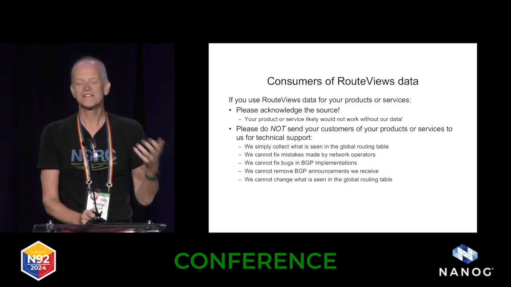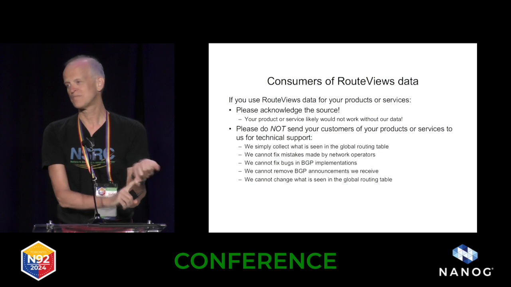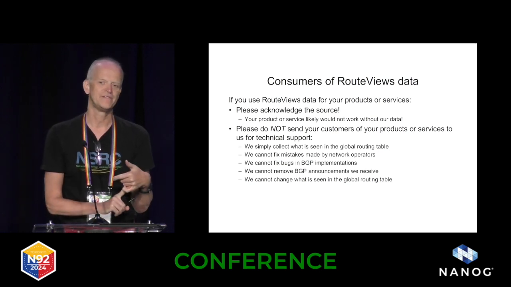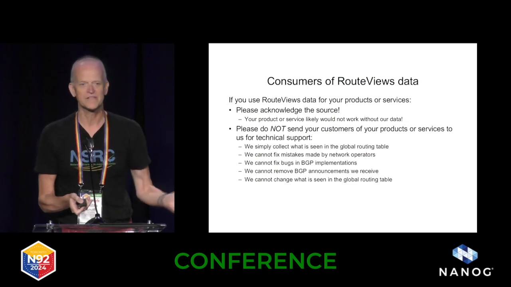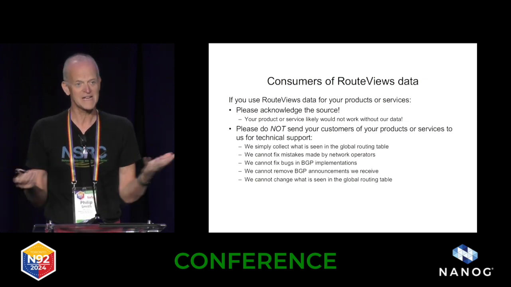We just see what's in the global routing table. We can't fix bugs in software implementations from different vendors. We can't delete entries in the BGP table. We can't change AS paths that you don't want to see. They are there because we see them.